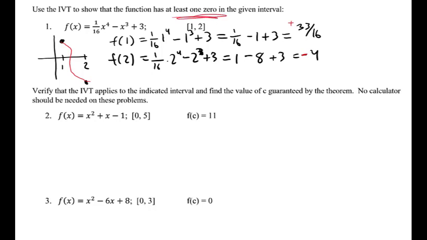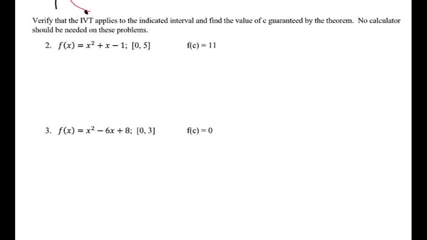So that is guaranteeing that there's at least one 0, at least one time where it has a y value of 0. So if I had to formally give a justification, I would say that because f of x is a continuous function, and f of 1 is 33/16 and f of 2 is -4, the intermediate value theorem guarantees that we would hit each of the y values in between, and so 0 certainly is in between 33/16 and -4.